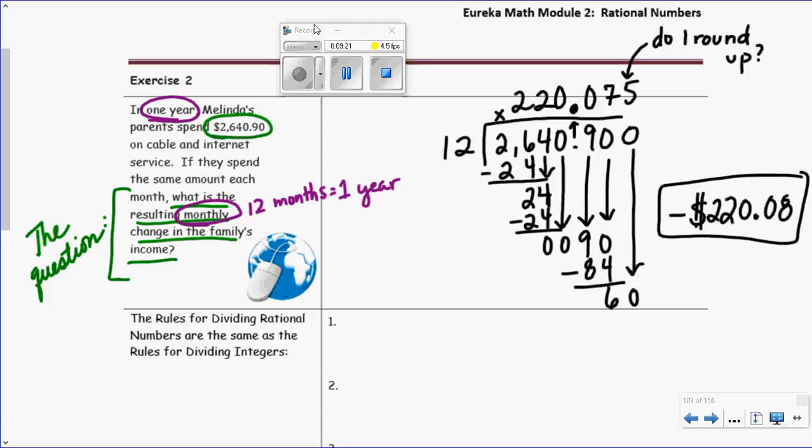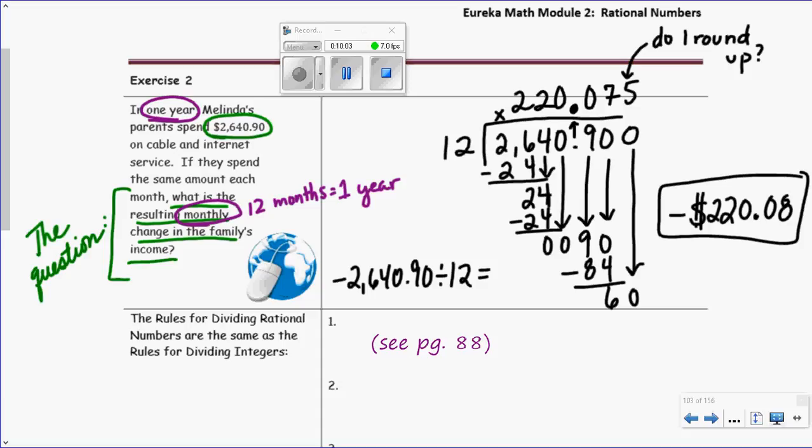That is a lot per month, but it's actually not unrealistic. There are a lot of people that do pay that much for all their cable, which is like all their TV shows, and their internet service. Okay, the rules for dividing rational numbers, you're going to love this. See page 88. It's the exact same, you're just thinking of it as division. So the rules for dividing are the same as the rules for multiplying. So this one was saying negative $2,640.90 divided by 12 months. And that would be a change of $220.08 down each month from the family's bank account.